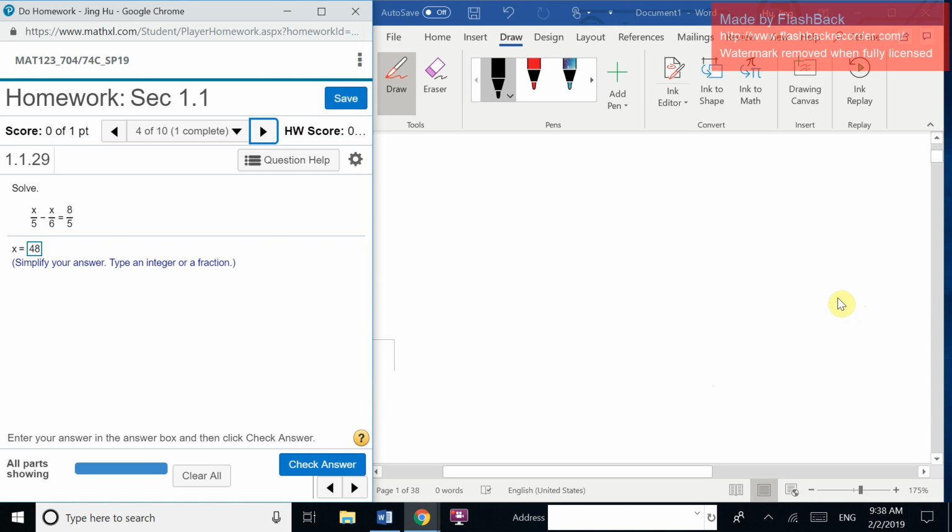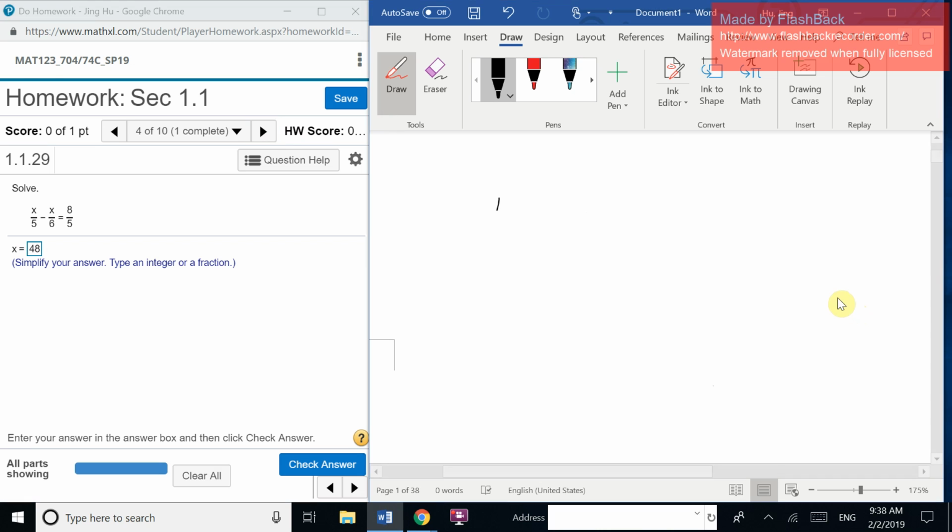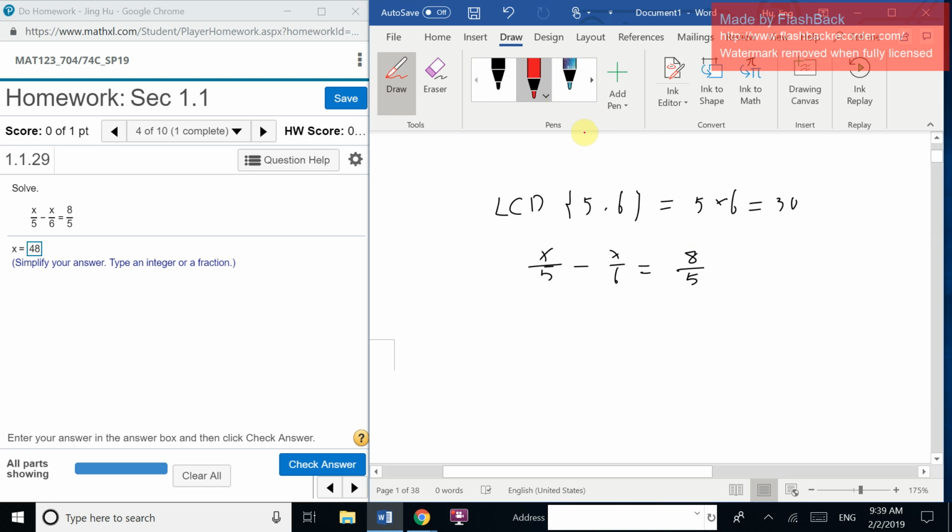Number 4. For the denominators 5 and 6, they don't have a common factor, so the least common multiple is their product. So 5 times 6 is 30. Now multiply both sides of the equation by 30.